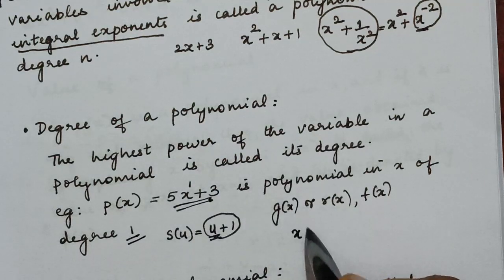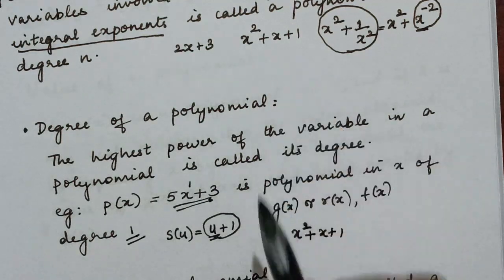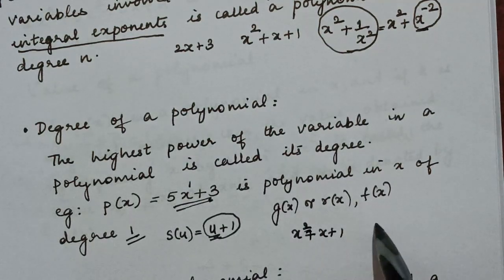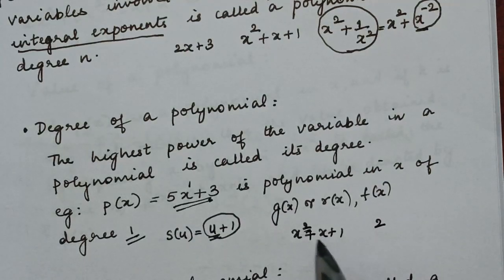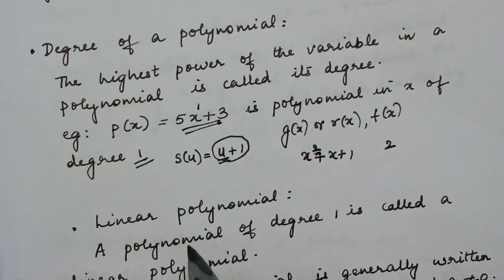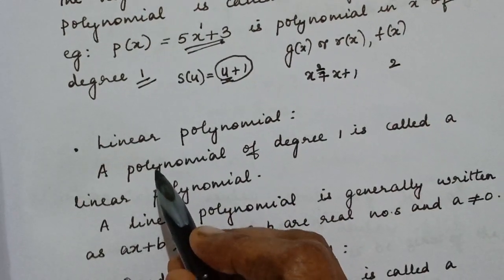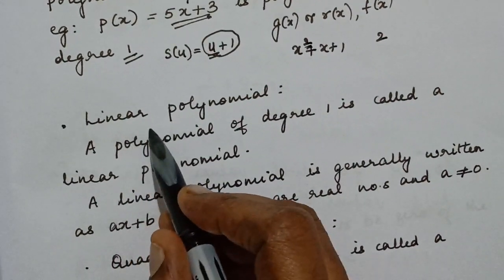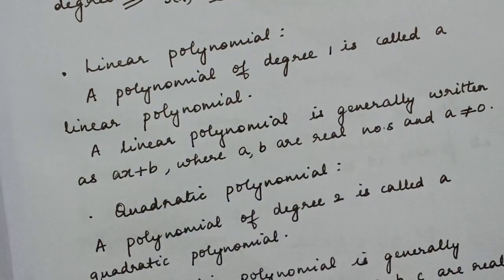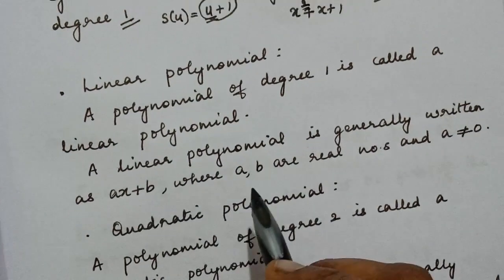Suppose I am writing x squared plus x plus 1. Here I have written this polynomial. What is the highest power of this polynomial? It is 2. So the degree of this polynomial is 2. Now based on degree, we can say it is a linear polynomial, quadratic polynomial, cubic polynomial, biquadratic polynomial, etc.